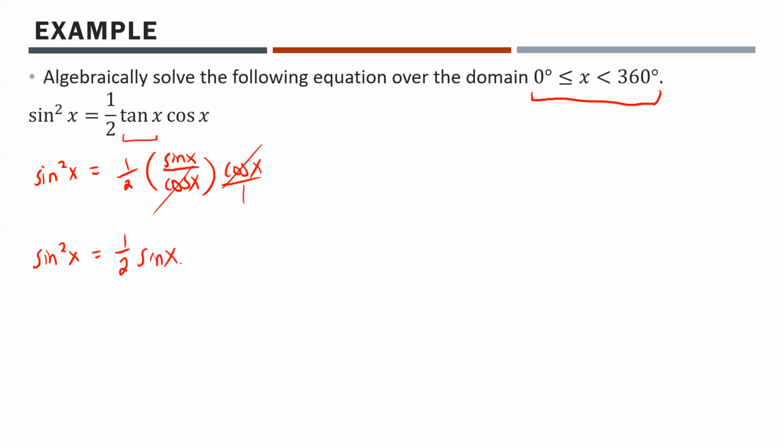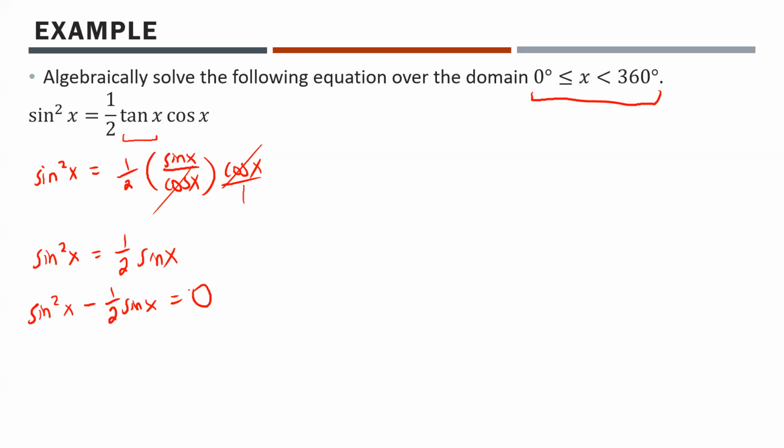Now it's just in terms of sine. We didn't even have to touch the sine squared. Look at us go. Awesome. That was pretty lucky. Now to solve this, because we do have a sine squared, that's like a quadratic. When you solve a quadratic, everything has to be on one side. So I'm going to minus the 1/2 sine x over. This gives me sine squared x minus 1/2 sine x equals 0.